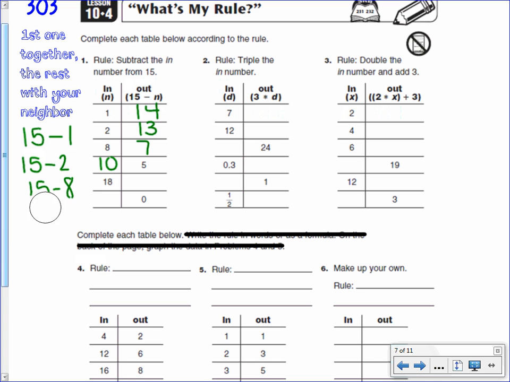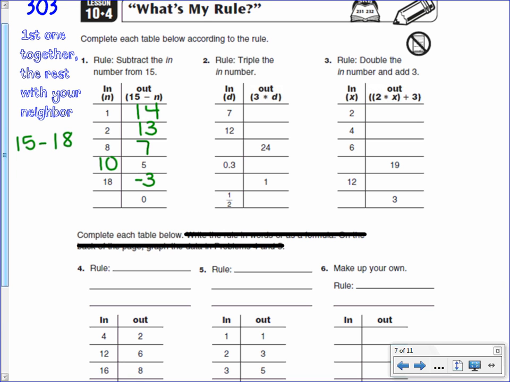I'm going to erase these just so I have a little bit of room. Okay, our rule is still the same. 15 minus, do they give us n this time? Yeah. If I have 15 and you take 18 away, negative 3. Right, because I only have 15 and you take away 18, and that's 3 less than I have.